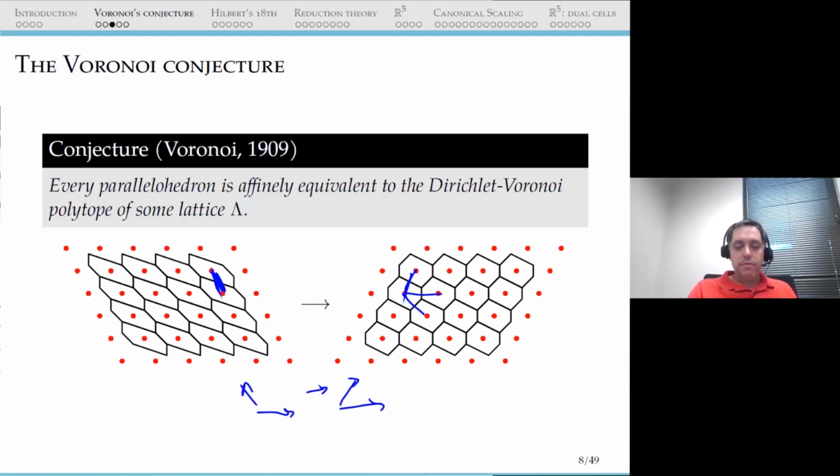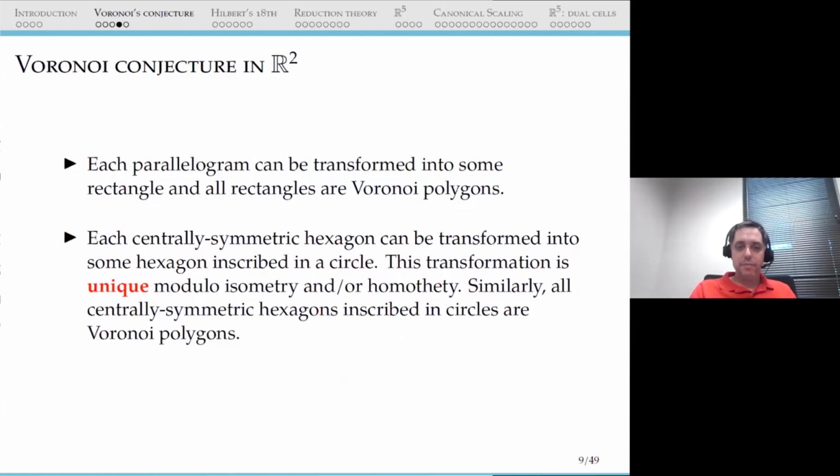And so this is the conjecture, and it's still open in the general case. I'm going to discuss a few cases when it is known, particularly in small dimensions, and for some restrictions on the combinatorics of the polytope. But again, it's still open in the general case. However, there is a very simple proof for the two-dimensional case, right?